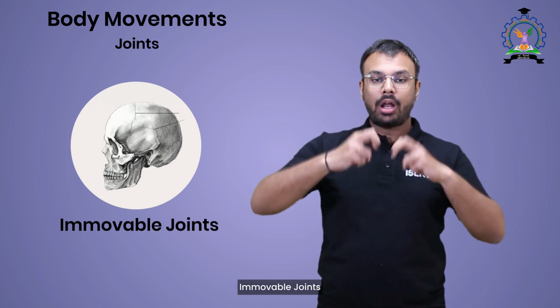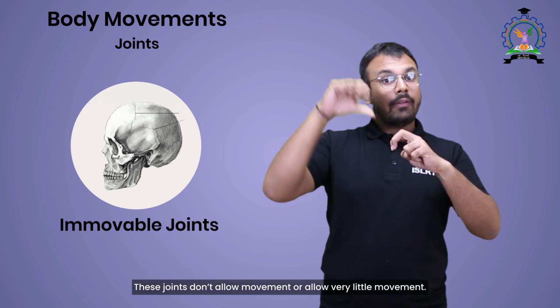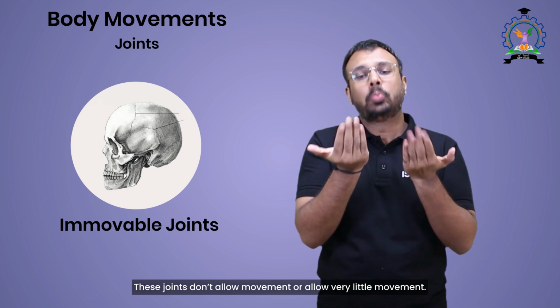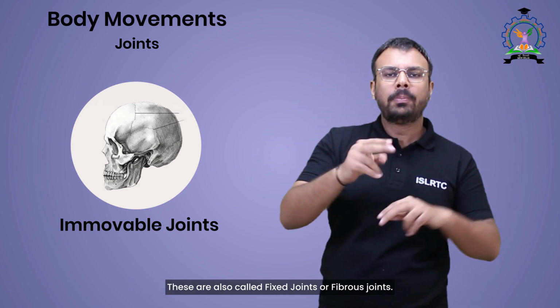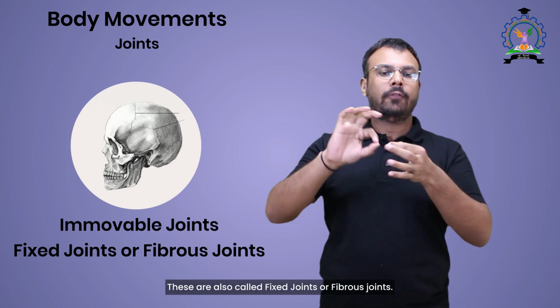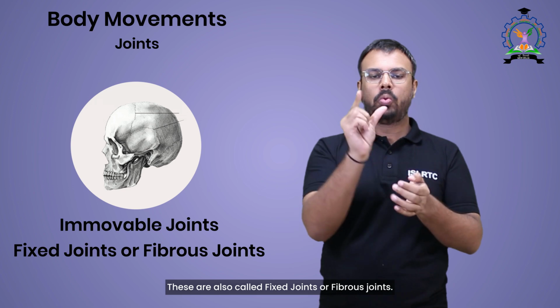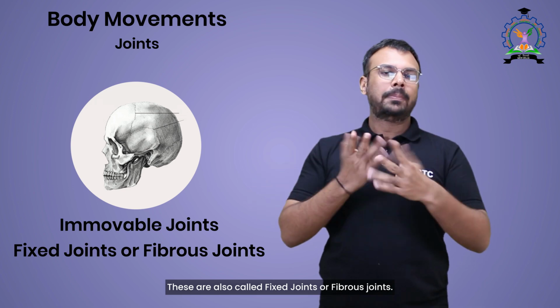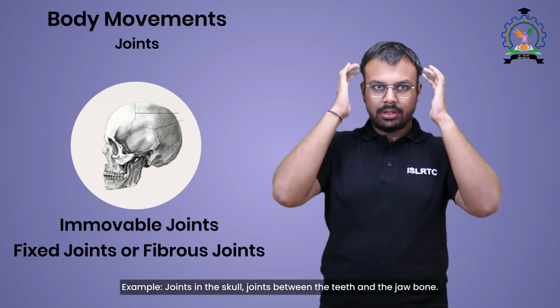Immovable joints. These joints don't allow movement or allow very little movement. These are also called fixed joints or fibrous joints. Example, joints in the skull, joints between the teeth and the jawbone.